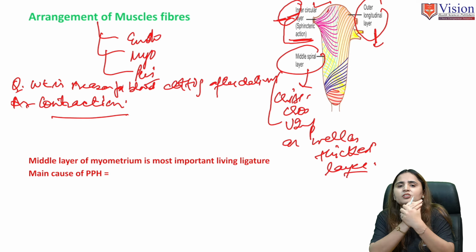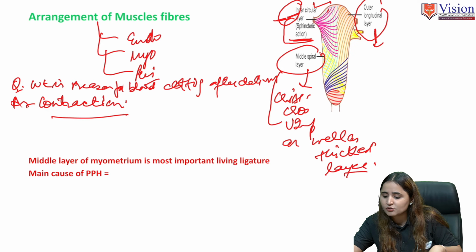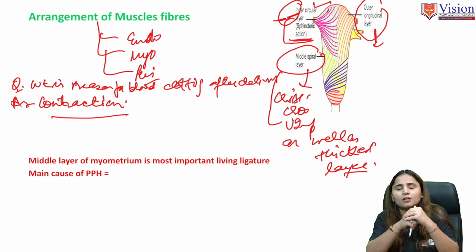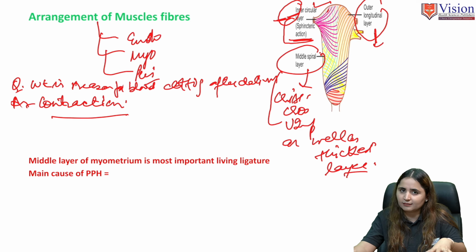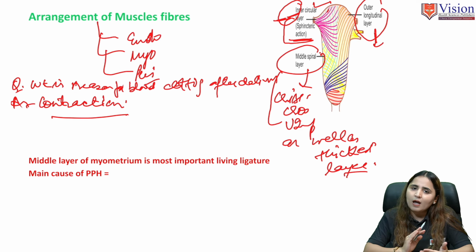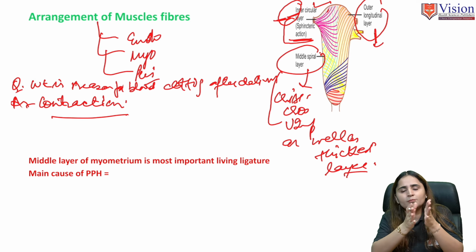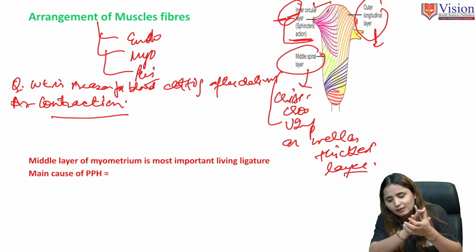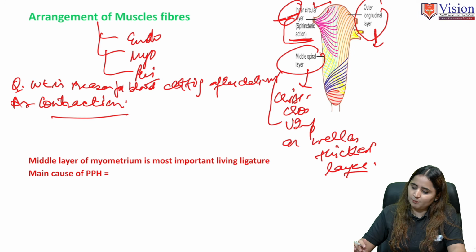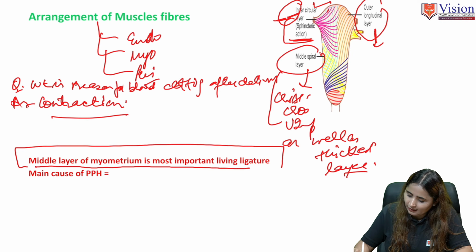As the contraction is happening, see here in the diagram, this middle layer is arranged in a crisscross manner, and the blood vessels are present inside these muscle fibers. So as the uterus contracts, the muscles along with the blood vessels will contract, and it will lead to the stoppage of the bleeding. This is the reason that this middle muscle layer is very important, and this middle layer of the myometrium is a very important living ligature.